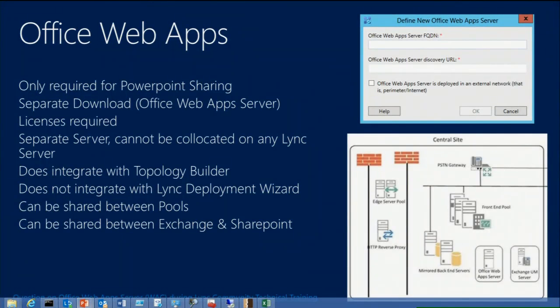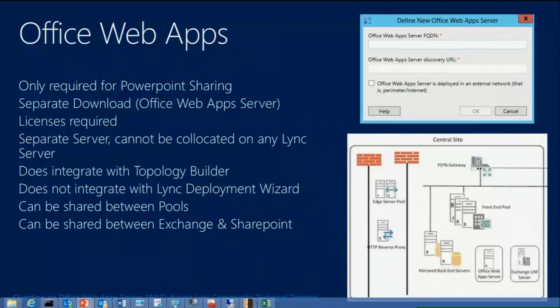It's a separate server. Doesn't require so much memory and processors. So if you are in a virtual environment, it's still fine. It does integrate with Topology Builder. You can specify it in Topology Builder. So this is the screen. Office Web App Server FQDN, and then you have the Discover URL. That's all you have to do.